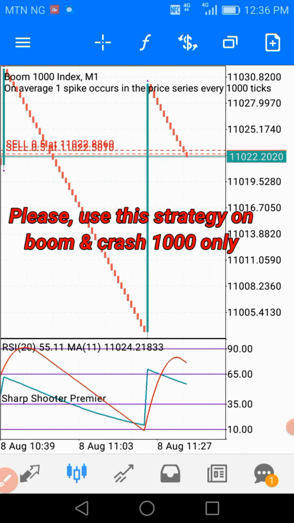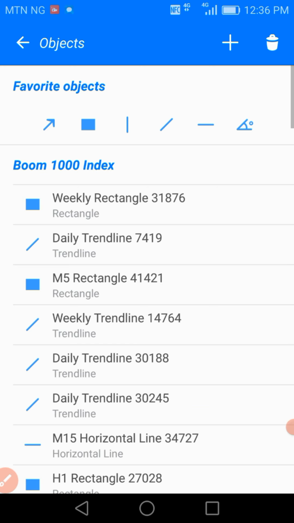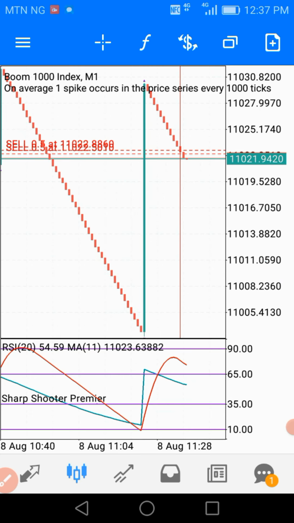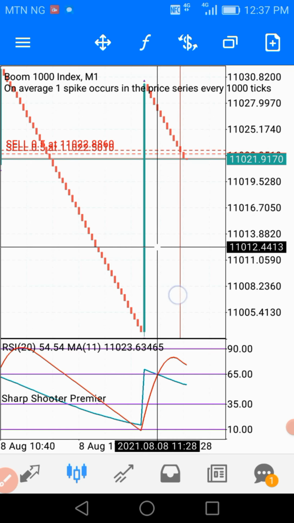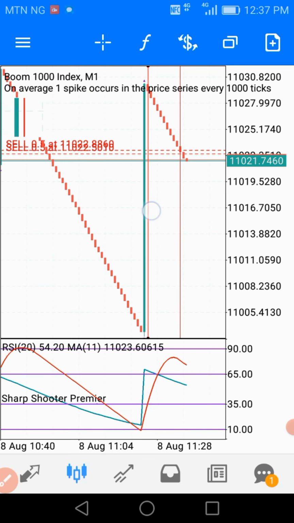Remember, this is a new strategy and the name of the strategy is Sharp Shooter Premier Strategy. And let me quickly put my vertical line somewhere here. And then I'm gonna wait for the close to trade. We're supposed to enter somewhere here, at the fourth candlestick after that spike. So let me put the vertical line and then we are gonna check.